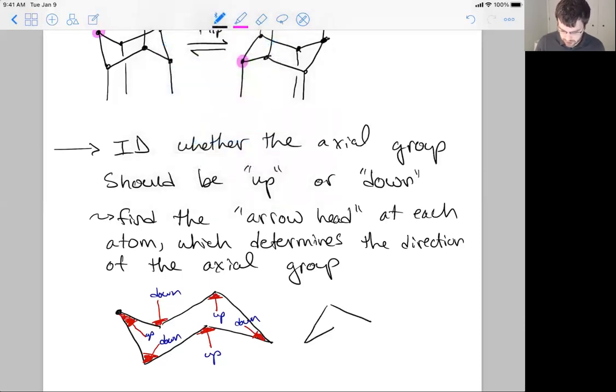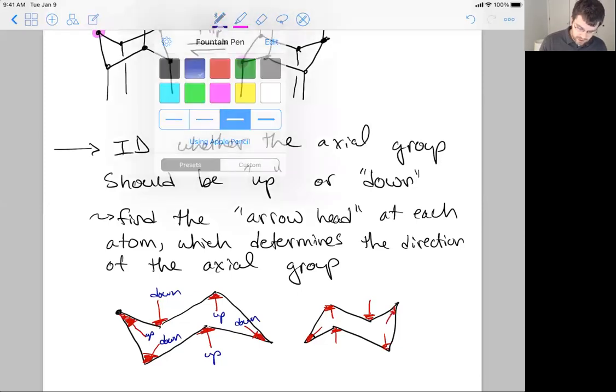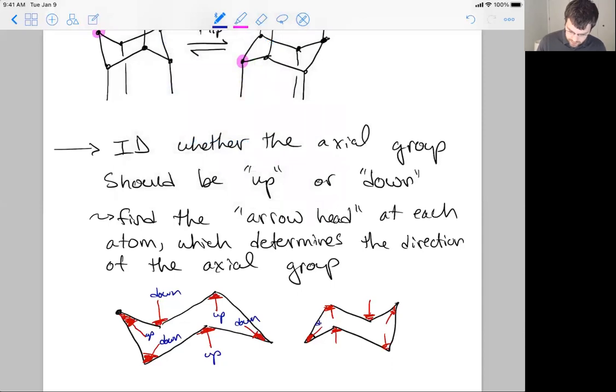Okay, so we could do the same thing on the opposite chair structure. I'll work through this one much more quickly. Hopefully you are starting to get the idea. So there's an arrowhead down. There's two that are up. There's two that are down. So the corners again define arrowheads, which then determine whether we're up or down.